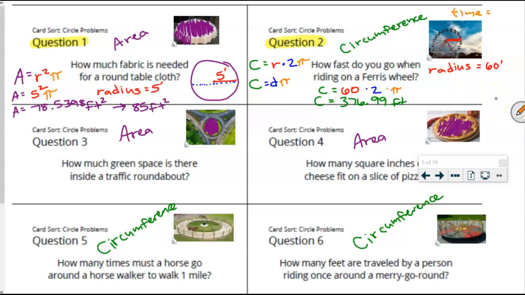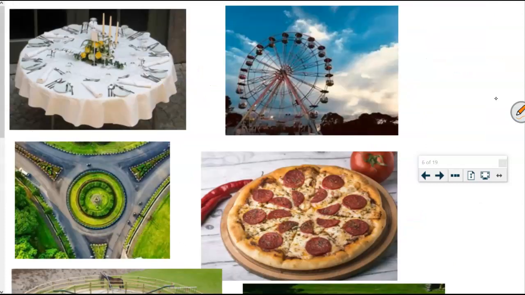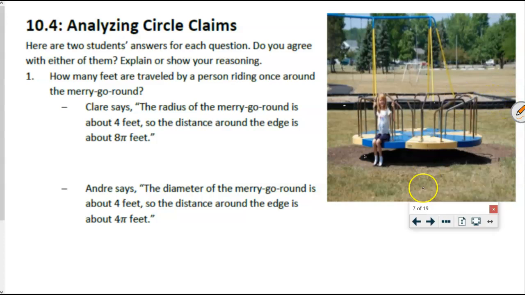Here's what I want to do now. Using some of these same examples in these same situations, we have some students who have tried solving some problems, and we want to analyze and see if we agree with them or not. So here's two students' answers for the merry-go-round one. That is not one that I had you do, but let's take a look and see what they each have to say. The question is, how many feet are traveled by a person riding once around the merry-go-round?